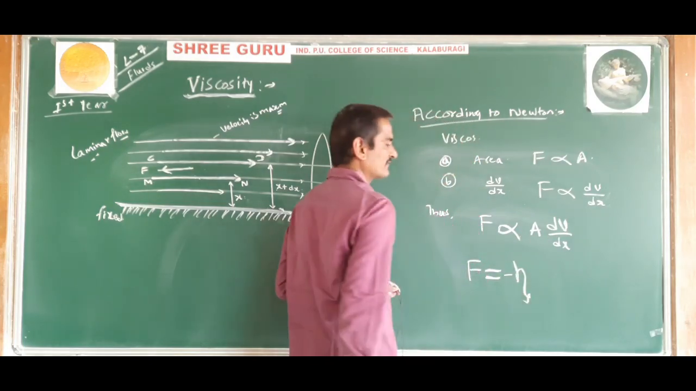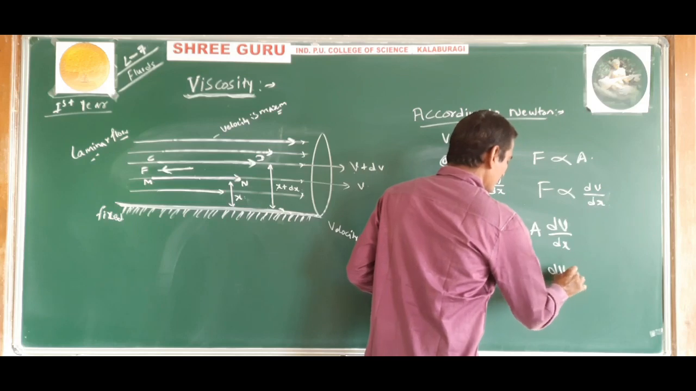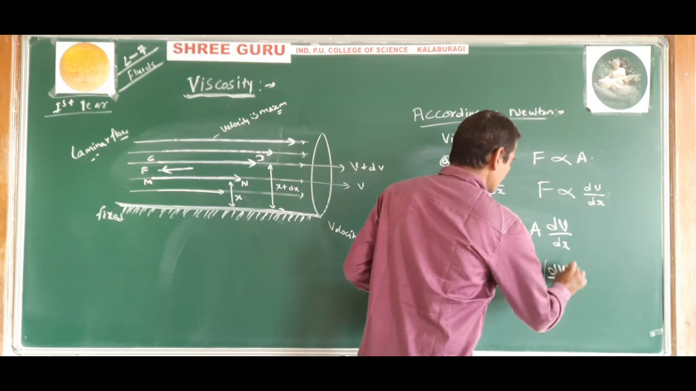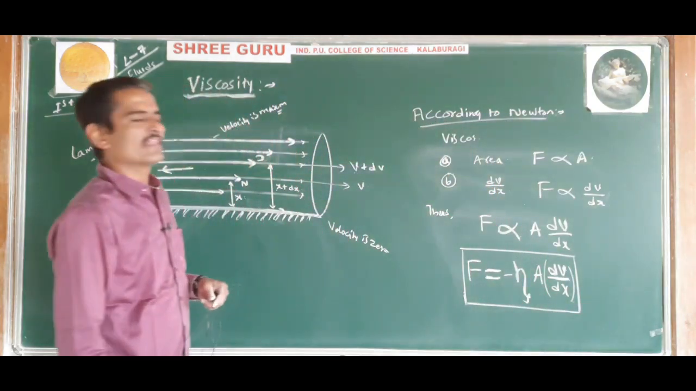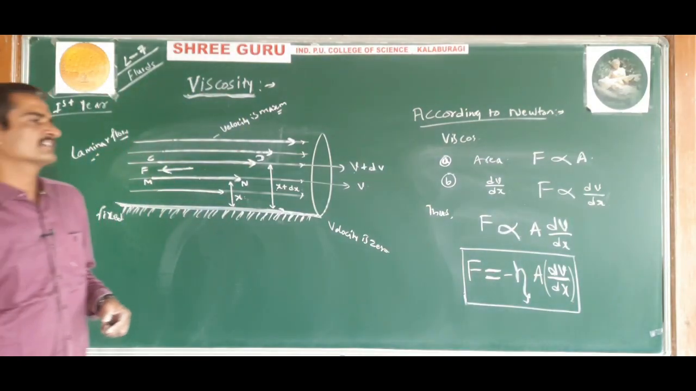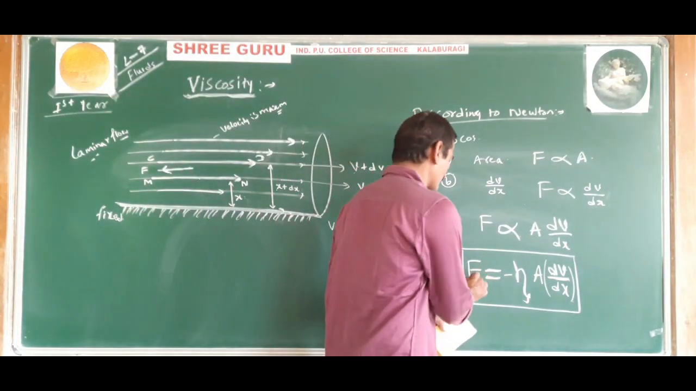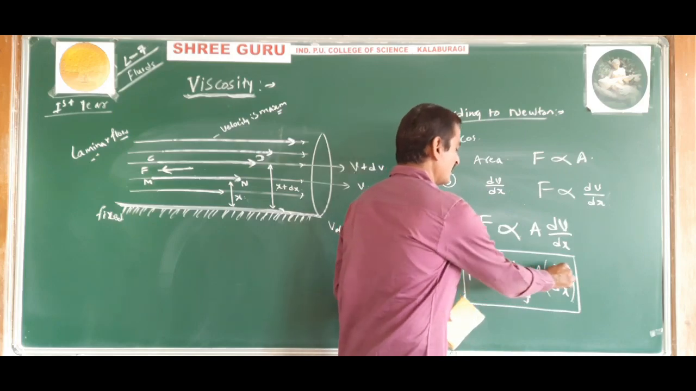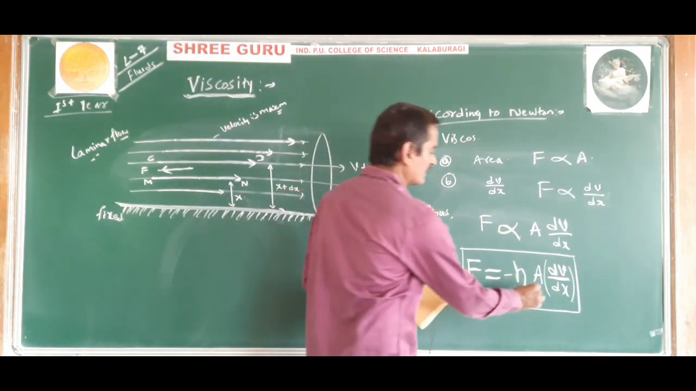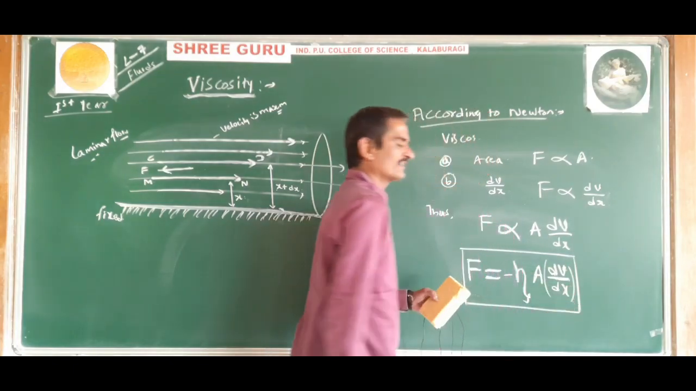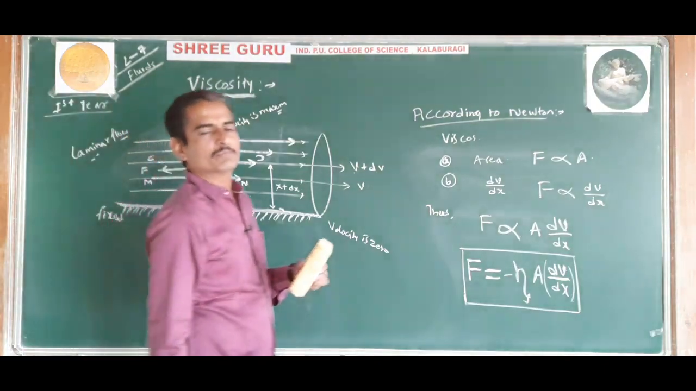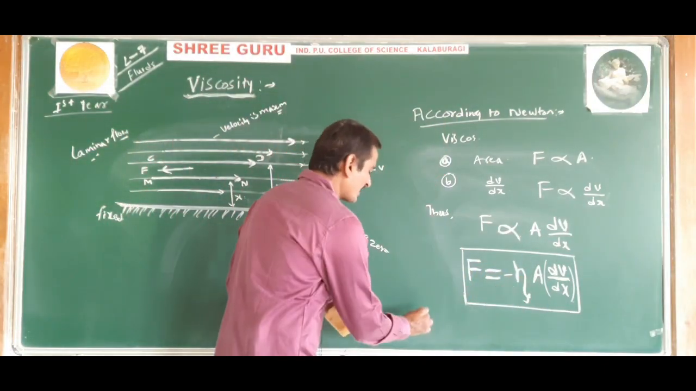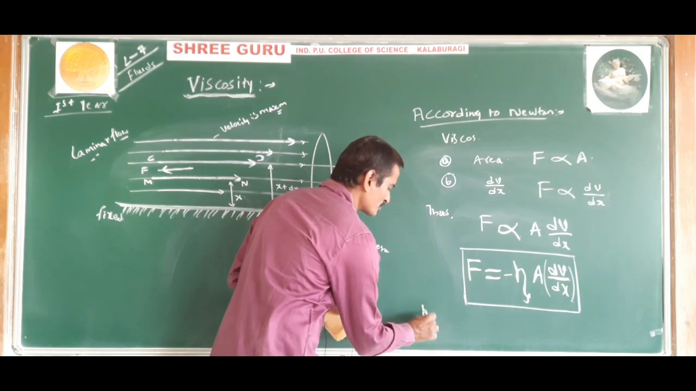That constant I will write as eta. So this is the formula for viscous force acting between the two layers of the liquid. The viscous force acting between the two layers of the liquid is given by F is equal to minus eta A dV by dx, where A is the area of the layers and dV by dx is the velocity gradient between the layers, and eta is called the proportionality constant.